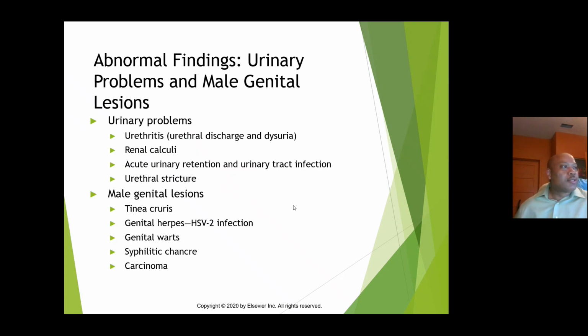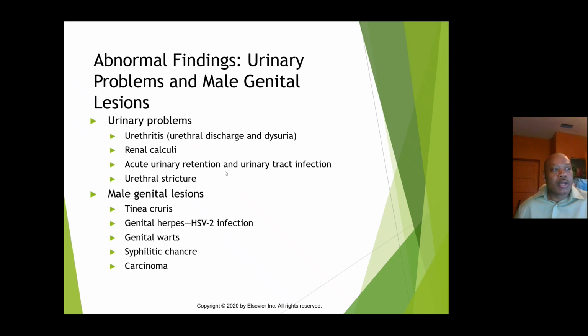All right. Take a look at some of the urinary problems in male genital lesions. So the urinary problems, we're talking about urethritis. So essentially, there's a discharge coming from the urethra in the male, and it's burning. It causes burning upon urination. There's also renal calculi, which is a stone in the kidneys. Then there's acute urinary retention and urinary tract infection.